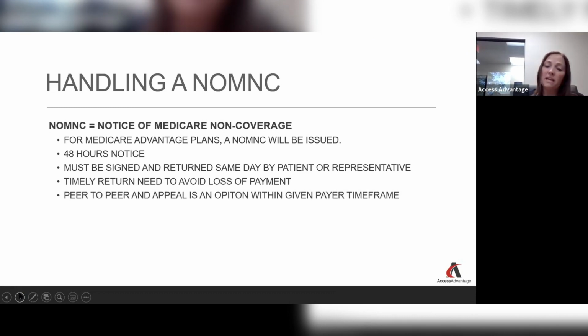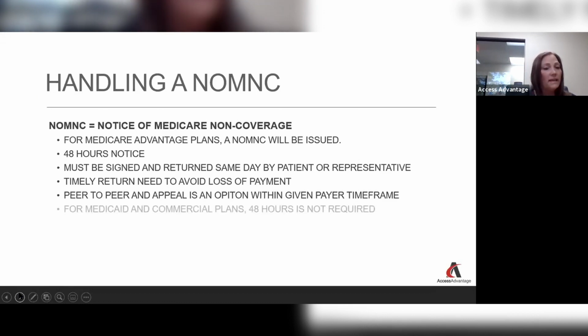If a denial is made for an initial authorization, or if a cut is given, then you can do a peer-to-peer, which would be the physician talking with the physician at the plan. If you have a peer-to-peer appeal, there is a time frame that they will give you that you have to do this in. For Medicaid or commercial plans, a 48-hour notice is not required. So you could get same-day notice that the patient is going to be going home and have no more coverage.